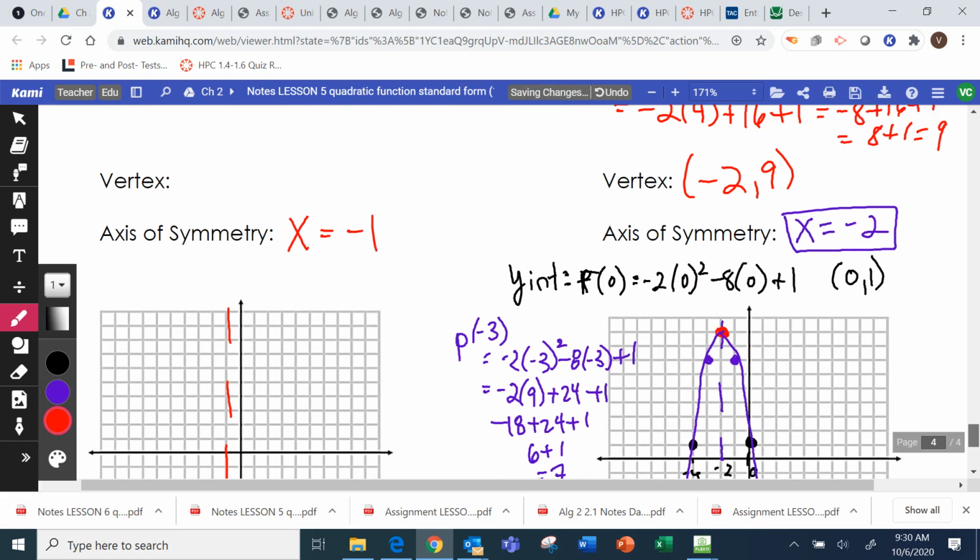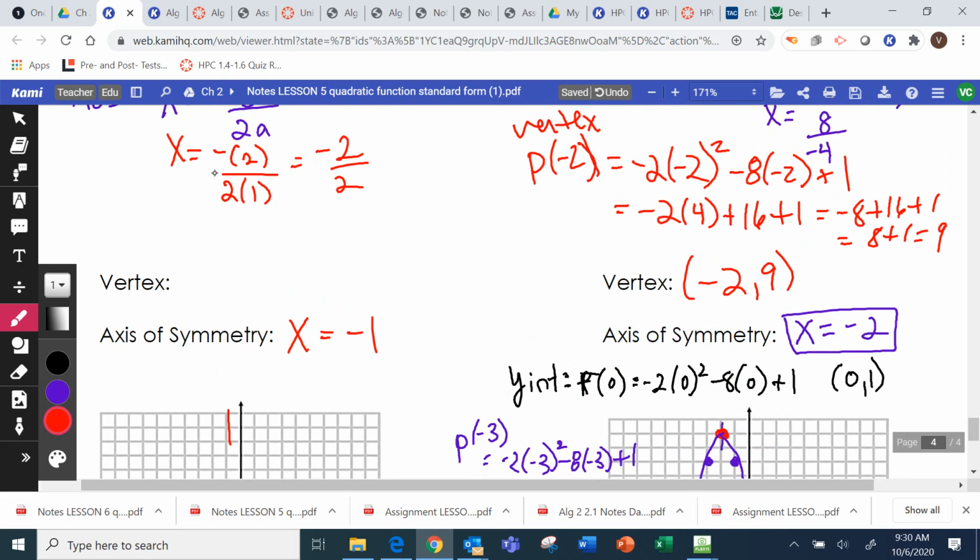Now, if you have the axis of symmetry wrong, and then you go plug it in, you're going to get the wrong vertex. But at some point, you should realize you're doing something wrong because your vertex and the rest of the points aren't going to match up right. Something's going to look wrong.